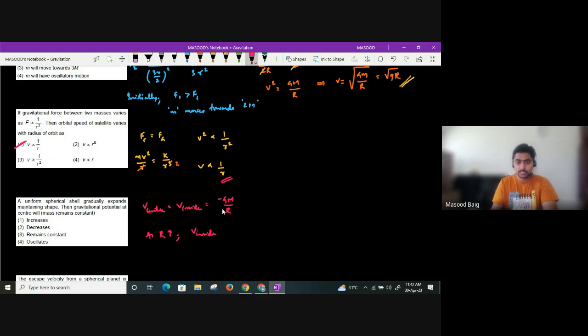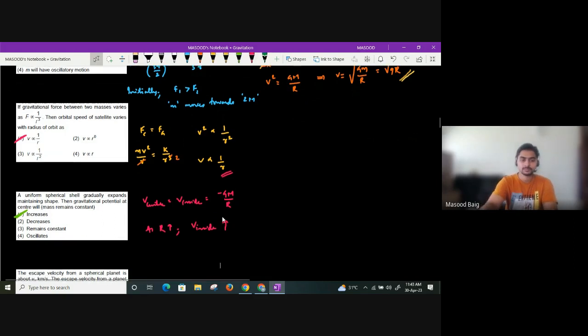Dekho, please try to understand. R value is increasing. Means potential value will become less negative or not? Less negative means what is the situation? It will become more, guys. The potential will increase. Most of them will write potential decreases, which will be wrong, guys. Right? In this situation, as R value increases, potential value will become less negative. Initially, it is more negative. Now it is less negative. It means potential inside will increase, guys. Clear, all of you? Yes or no? I hope it is clear.